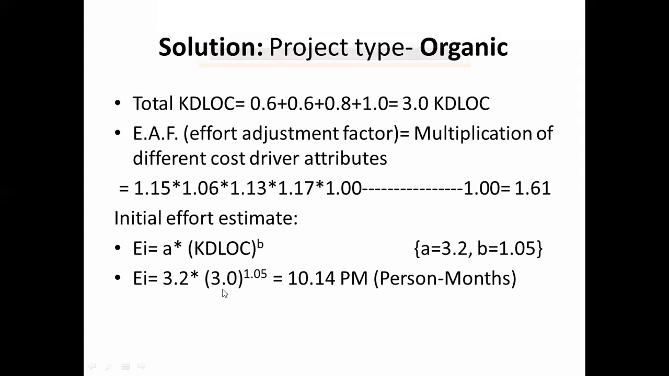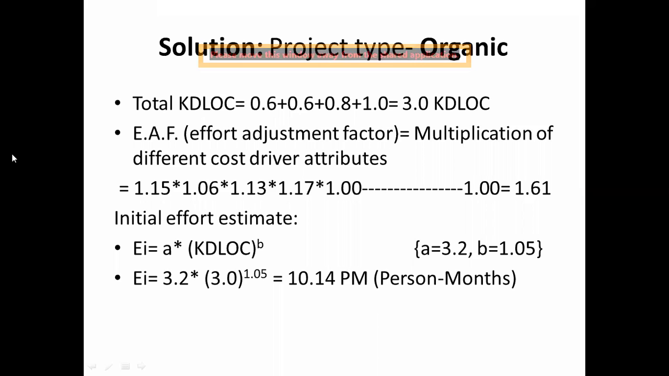Okay, so now you can calculate and choose the value of A and B against the organic type project. Now you can calculate EI, the initial effort, meaning you are getting the value 10.14 PM. PM is the person month. So the unit for the initial effort or the final effort is the same, PM. You can write person months.